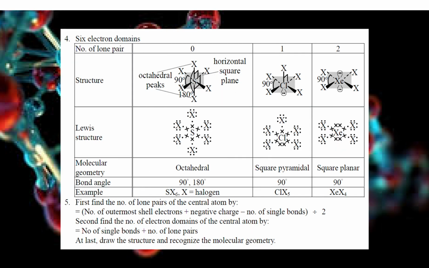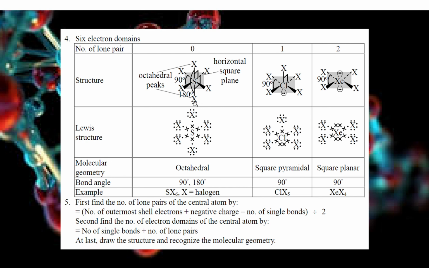And of course, you can have even more. It can be 6 electron domains. We call it square bipyramid. No, we call it octahedral. A square bipyramid is a regular 8-faced 3D diagram, so we call it octahedral. Octahedral is basically a horizontal square plane and then 2 peaks up and down. For example, SX6, where we have 6 electron domains.